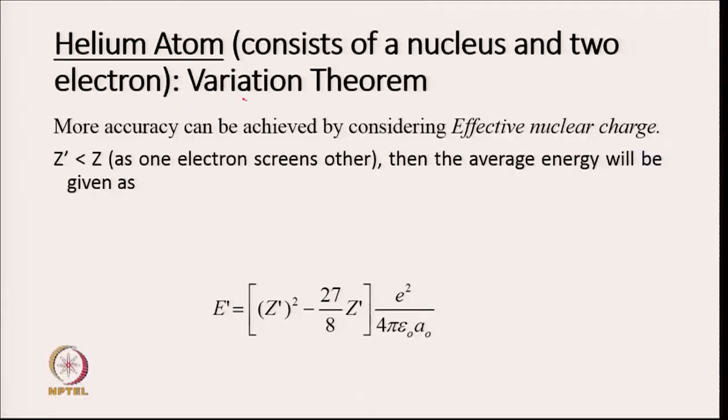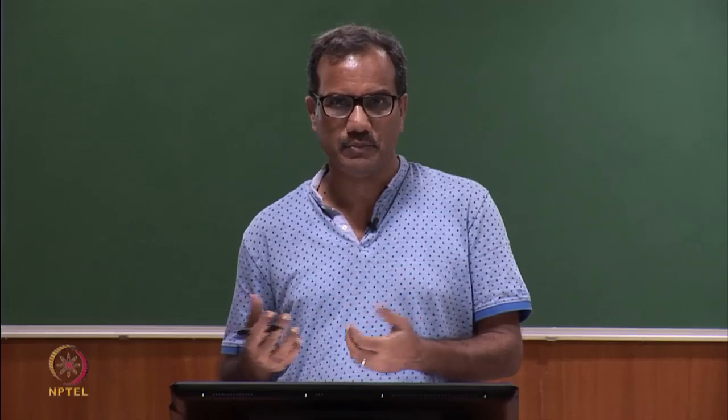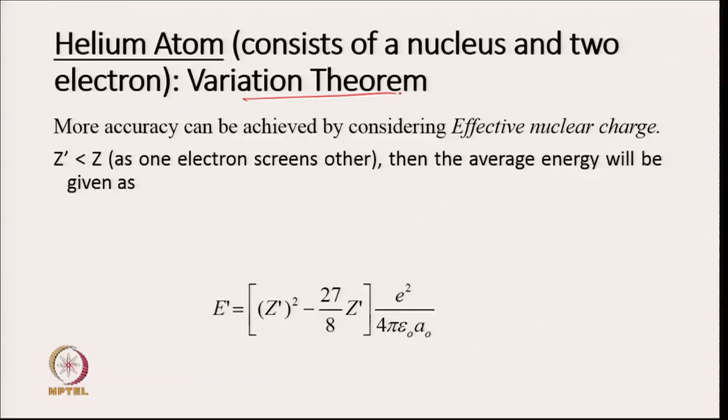One of them is the variation method. In the variation method, we take what is known as a wave function, which we think can be a suitable wave function, and then we try to get the energy. Here, you consider an effective nuclear charge Z dash less than Z, as one electron screens the other, and then the average energy will be given as this value.